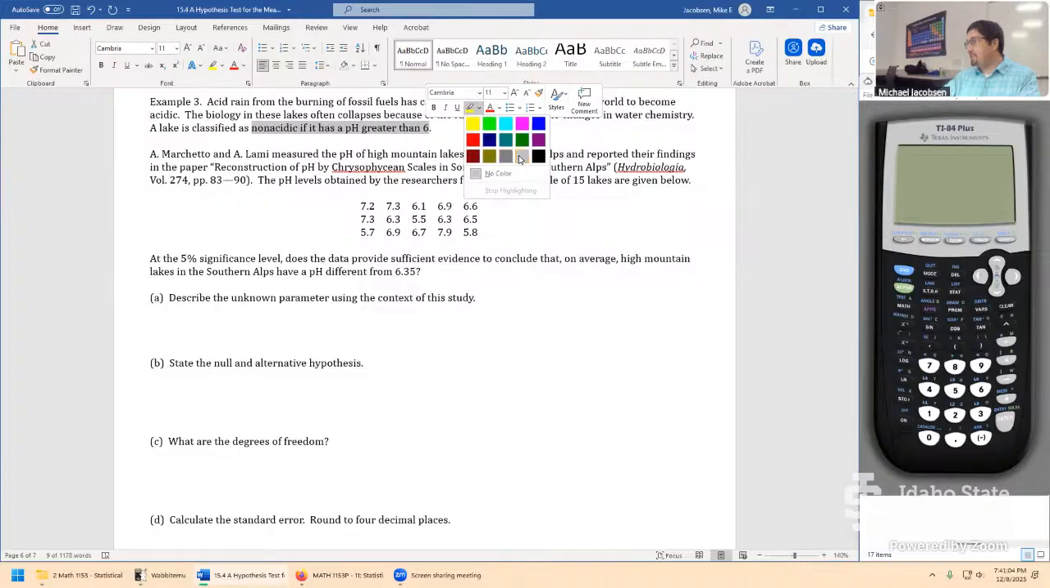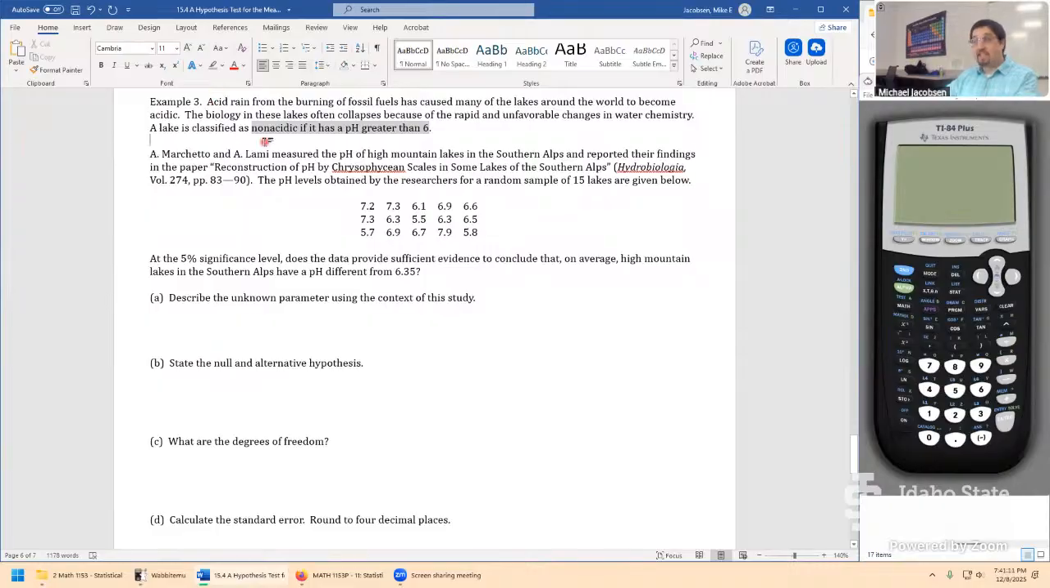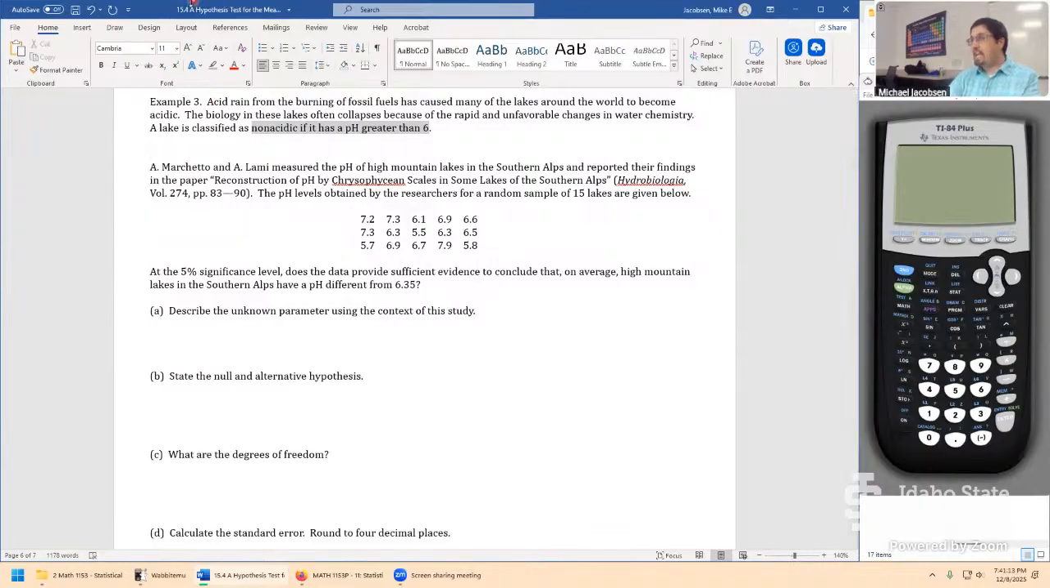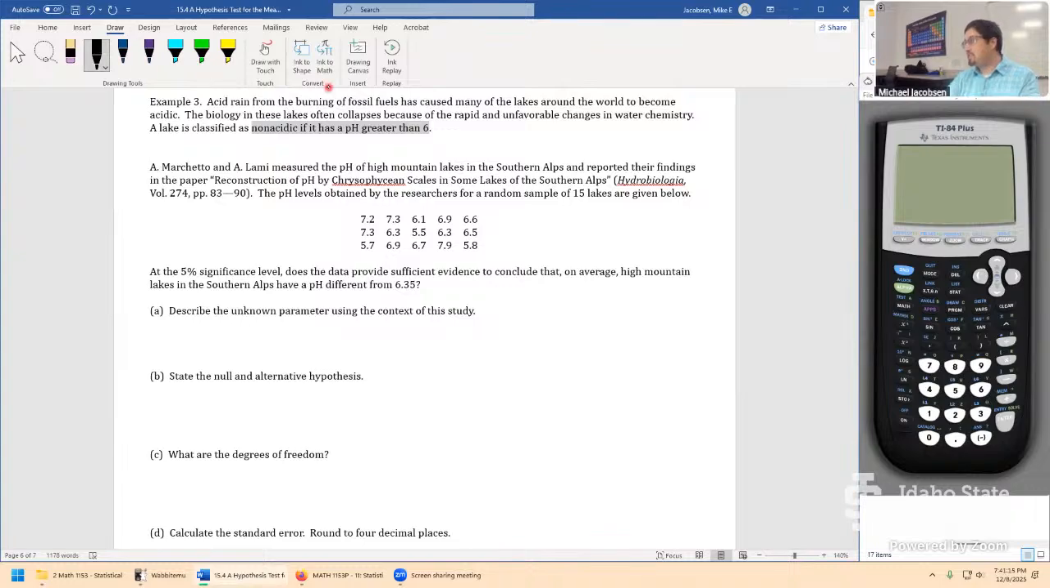Kind of a weird way that this has been worded, because it seems like the problem is for acidic lakes. They give us something on non-acidic, basic. So let's reword this. Let's say, in other words, acidic if less than, or maybe say equal to 6, a pH of 6.